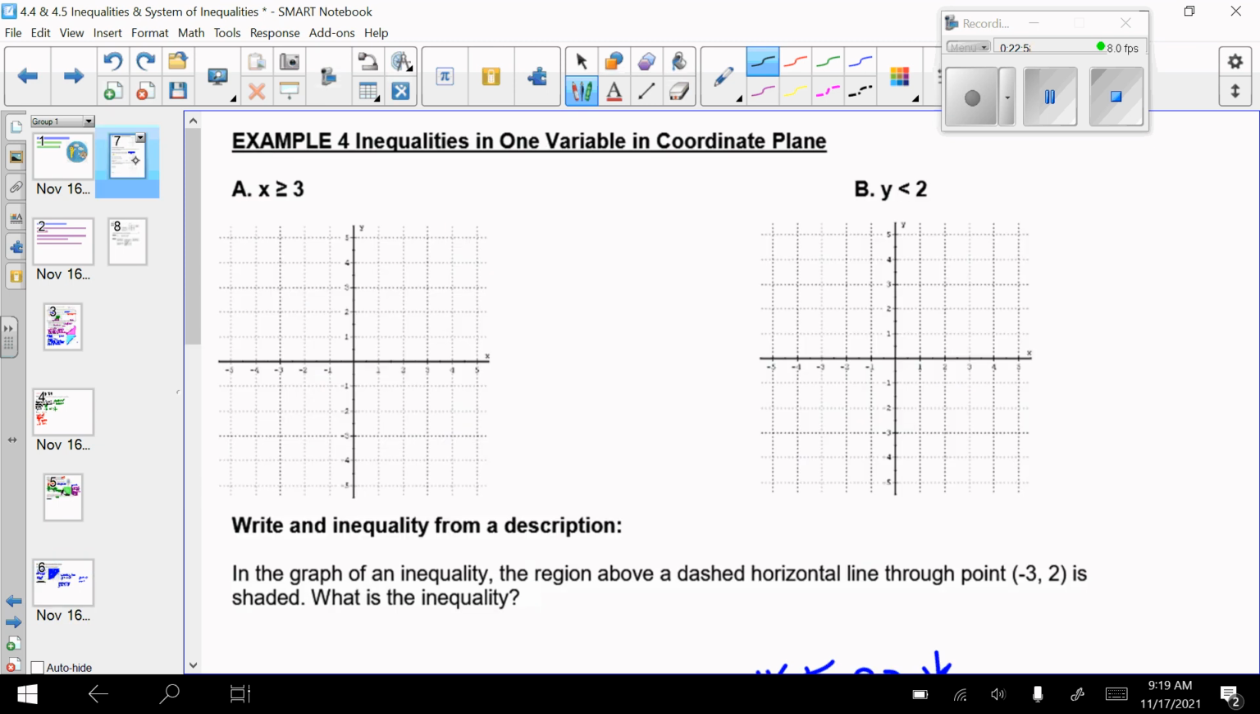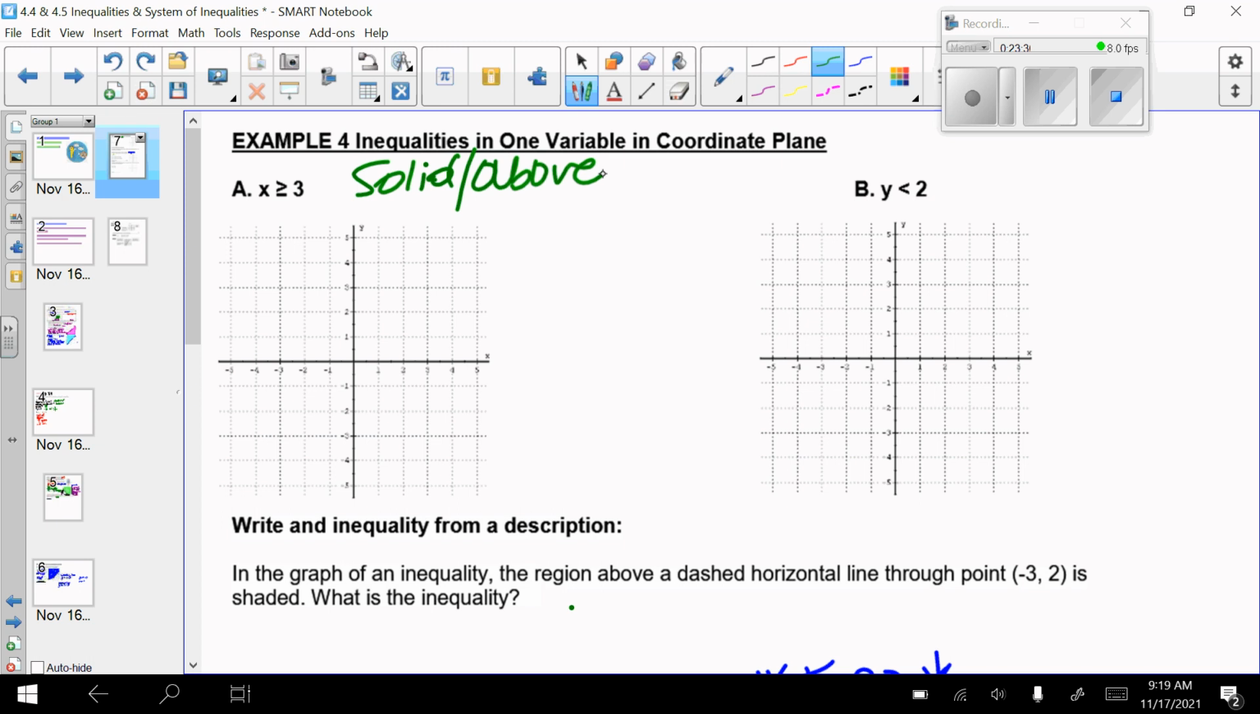Okay, so look at letter A. Now we're going to graph inequalities with one variable in a coordinate plane. So letter A is x is greater than or equal to 3. Before we even graph it, let's ask what kind of line and what area are we shading? So what kind of line am I going to have, solid or dashed? Good. And am I going to shade above or below? Above, because it's greater than, right? X is greater than or equal to, so it's above.